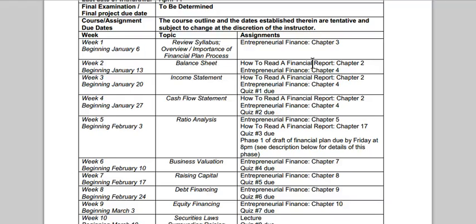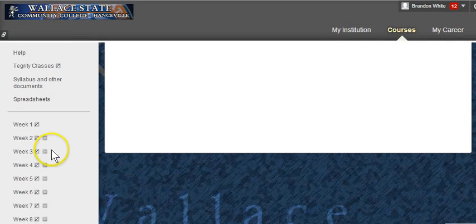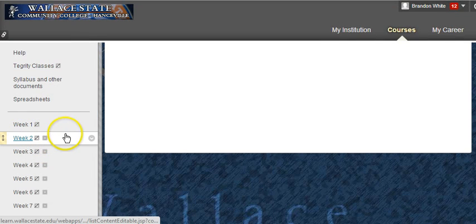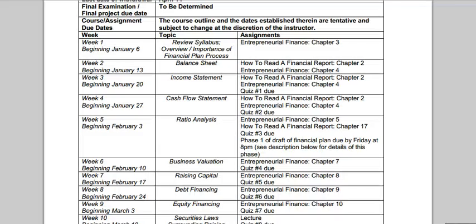Additionally, there may be videos, and the videos would be contained in Blackboard. So you would go here to week two, maybe a video, maybe an audio lecture, there may be a PowerPoint, there may be a variety of media sources that you would need to review in preparation for the topic matter. And you'll see that here in this column, the topic column. It will be covering, for example, balance sheet here in week two next week.